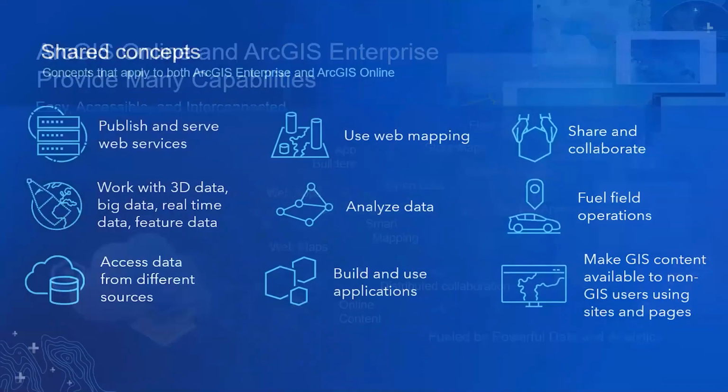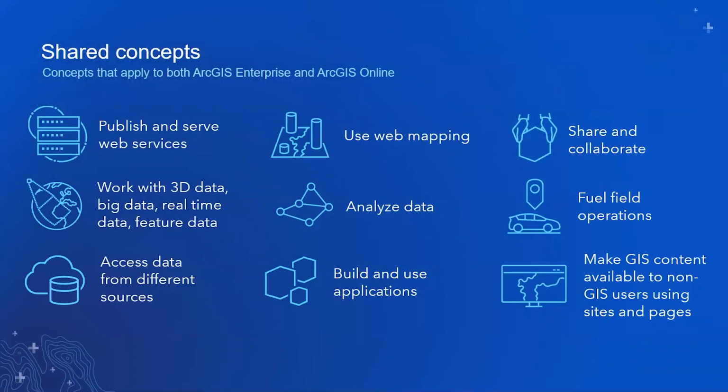Here are just some of the shared concepts that apply to both ArcGIS Enterprise and ArcGIS Online. You can publish and serve out web services. You can work with 3D data. You can access data from different sources. You can use web mapping and analyze data, as well as build and use applications. And then you can share and collaborate, as well as fueling field operations and making GIS content available to non-GIS users.